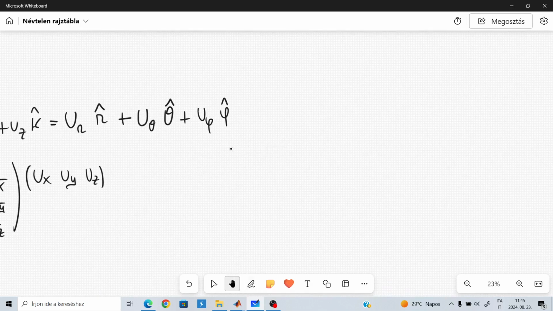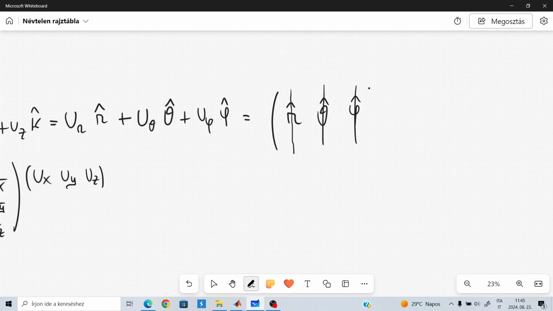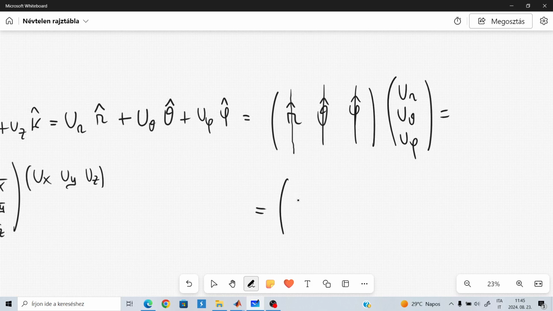Now, this can also be expressed in matrix notation like this. We have r written, so this is the vector r along the first column. Then we have theta in the second column and phi in the third column. This multiplies ur, u theta, u phi, like this. Now, this is also equal to the same thing in Cartesian coordinates.